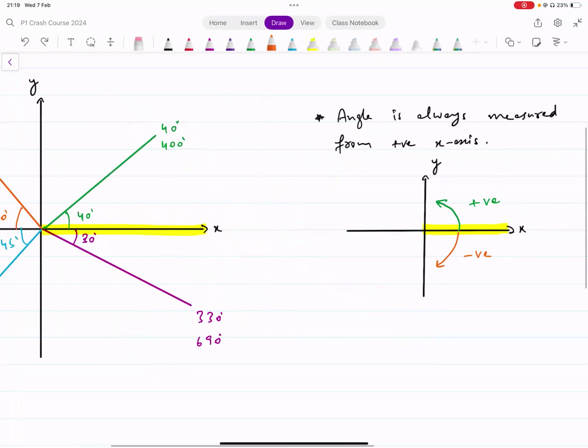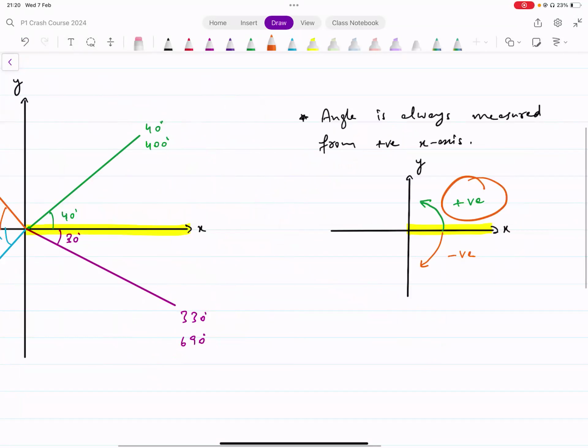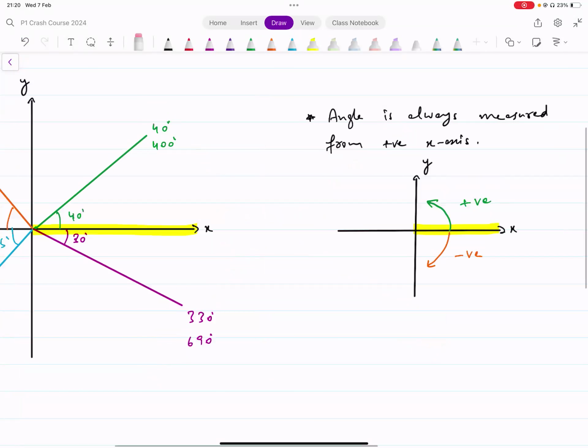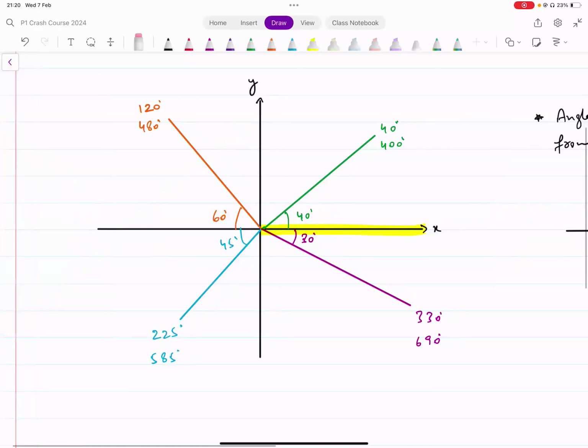And then what about the negative angles? Remember, if we are going in the anti-clockwise direction, we would say the angle is positive. If we are going in the clockwise direction, we would say the angle is negative. So instead of going anti-clockwise, if we went clockwise from the positive x-axis, like this, we would say the angle of this line below is minus 30 degrees. This is negative 30. That's also possible.